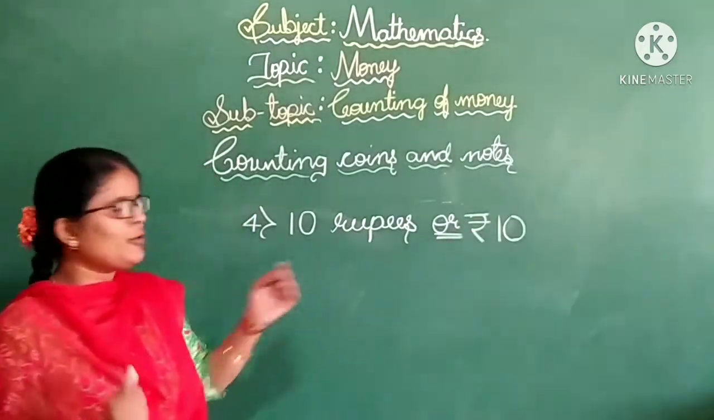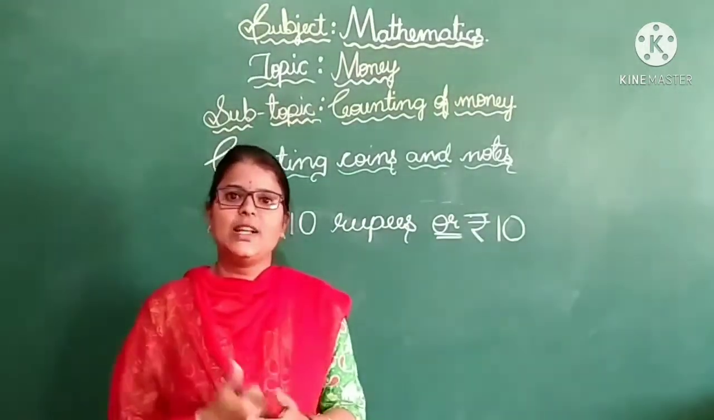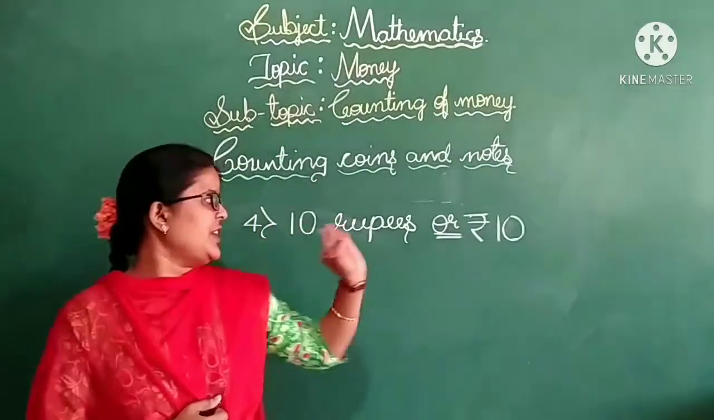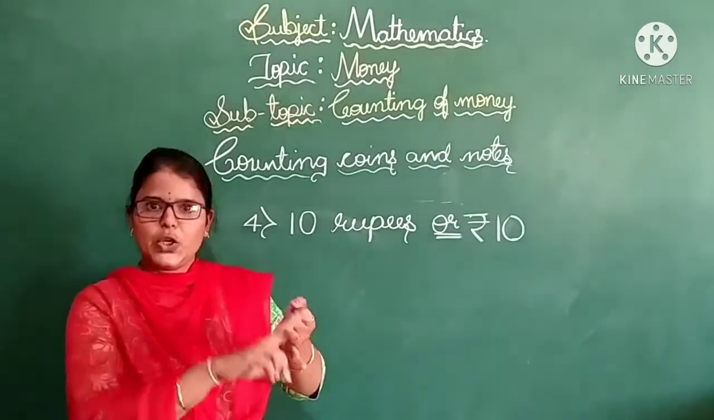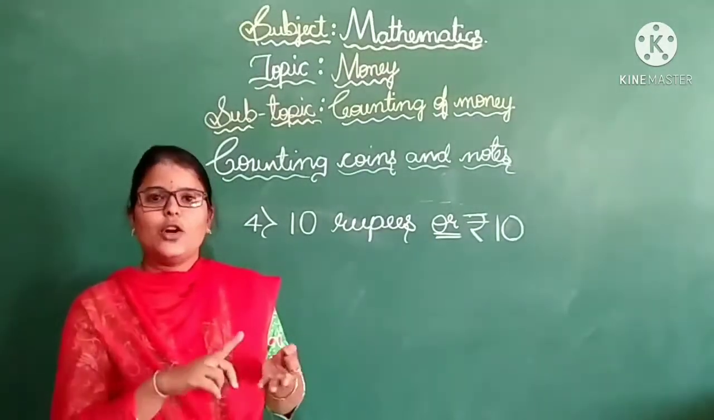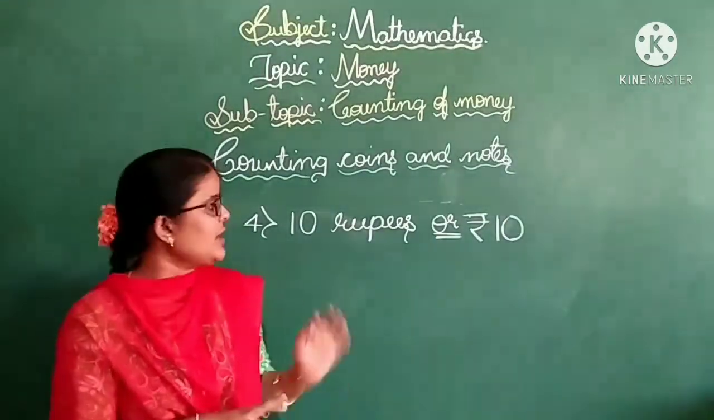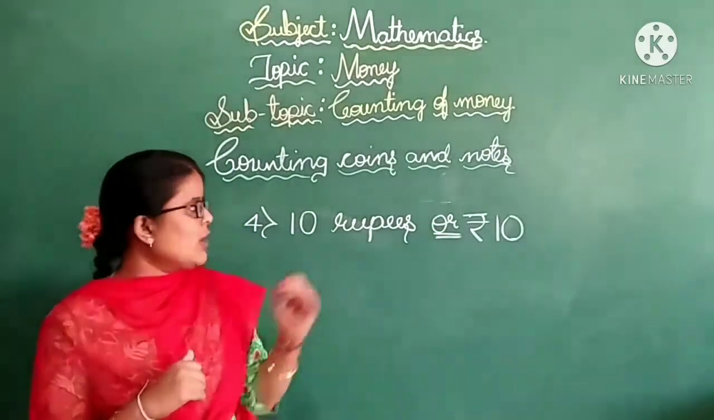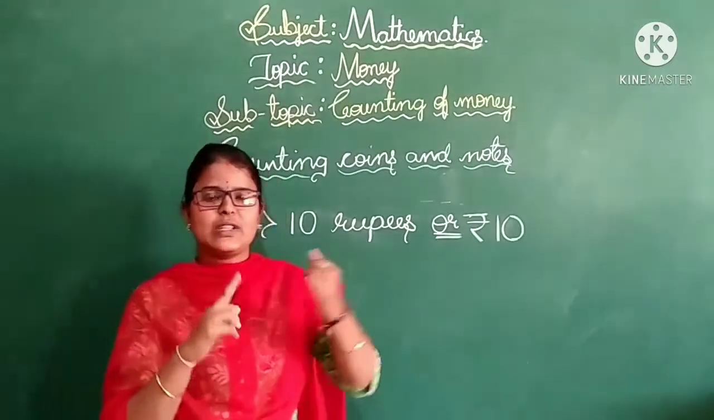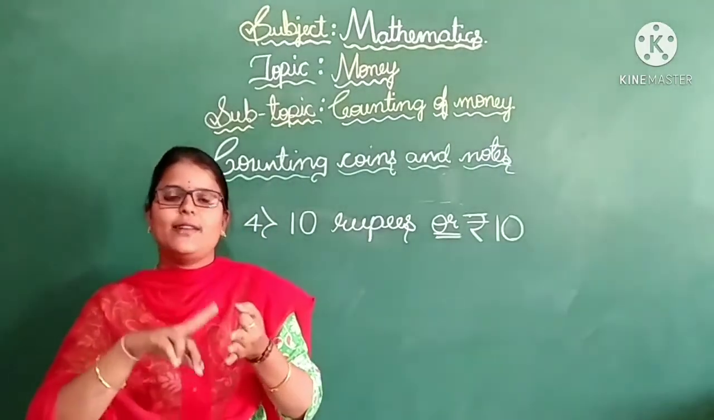Okay. Example number 4, 10 rupees. How can this 10 rupees be formed using the coins? In 3 ways we can form the 10 rupees. By using 1 rupee coin, by using 2 rupee coin, and also by using 5 rupee coin we can make 10 rupees. Now I will show you practically how the 10 rupees is formed using 1 rupee, 2 rupee and 5 rupee.